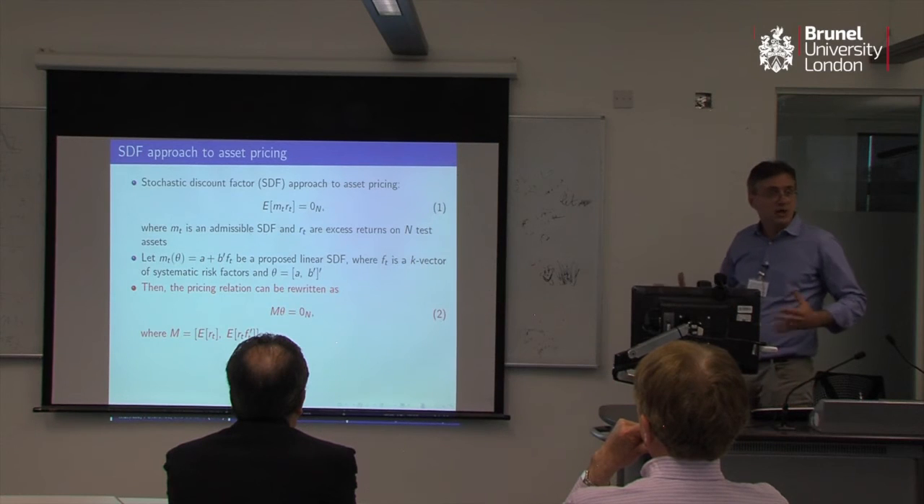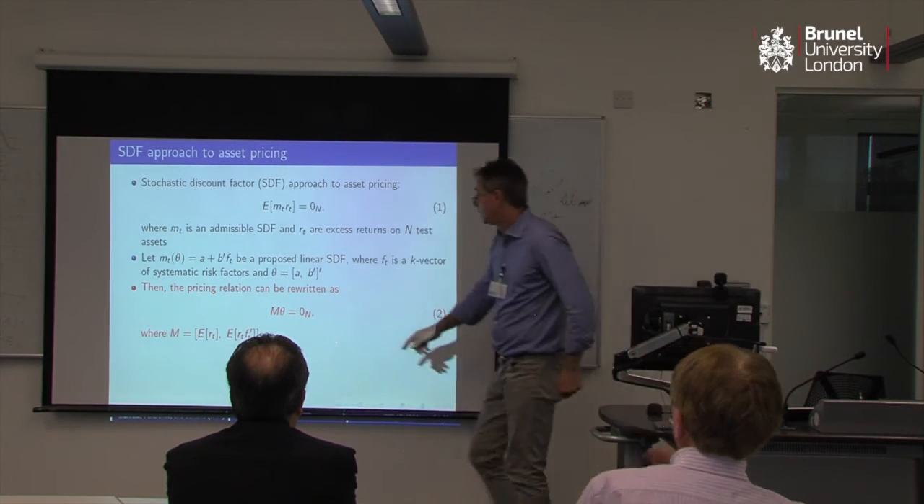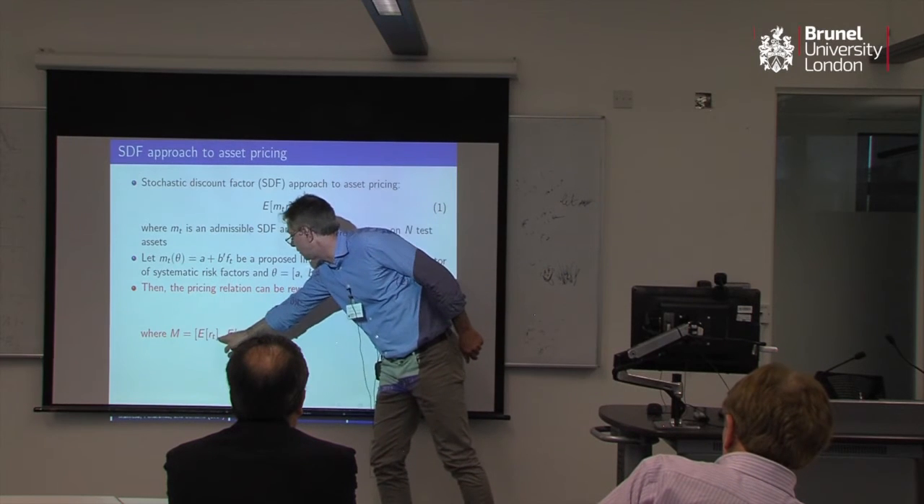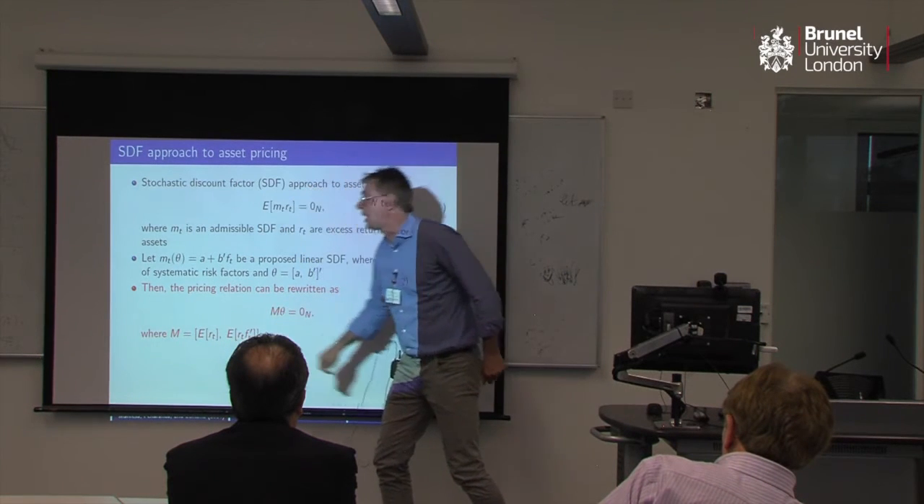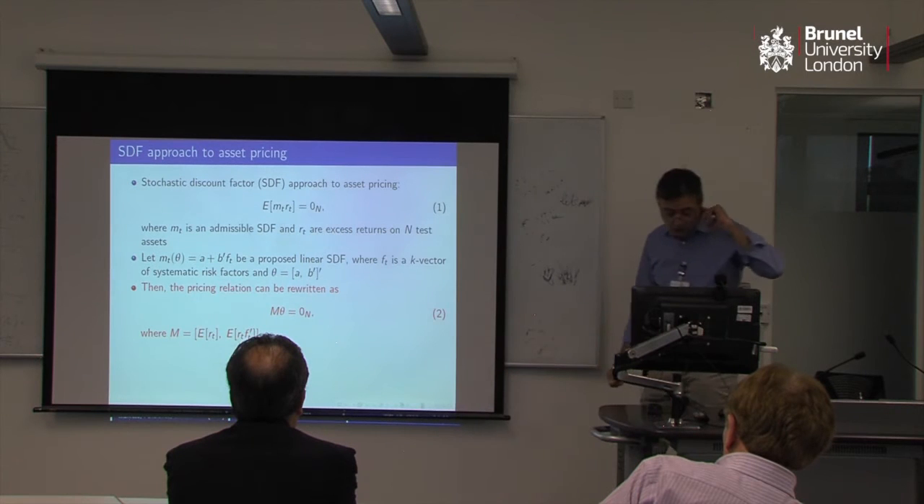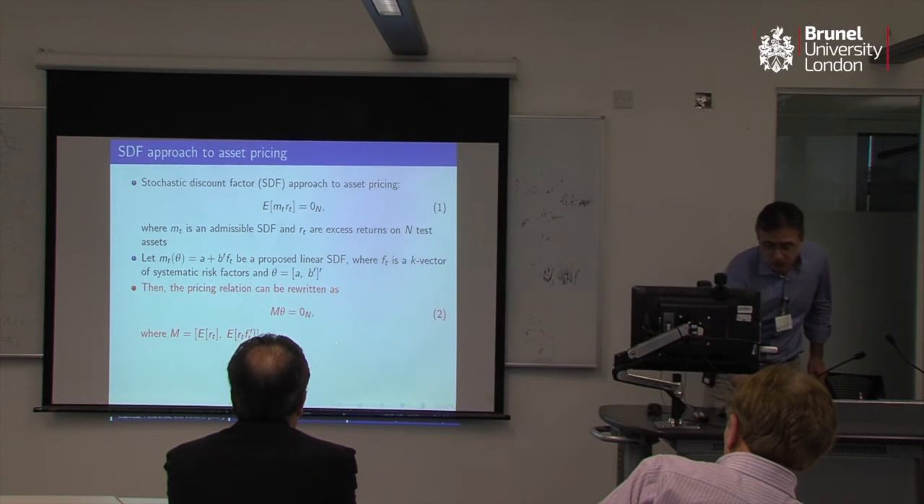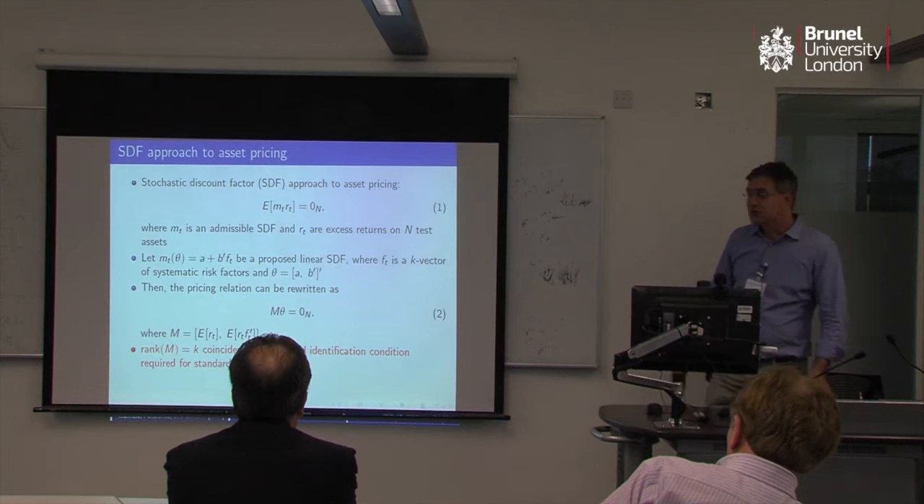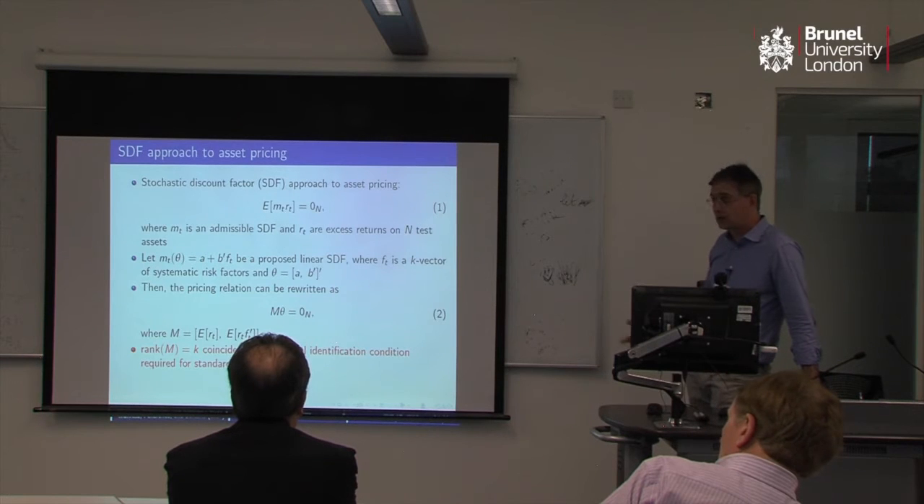So the pricing relation can be rewritten, using Enrique's terminology, as M theta equal to 0_N. M is this matrix, which is N times (K plus 1), and it consists of E of R_t, the expected returns, and the cross product between the excess returns and the factors. So rank M equal to K is, as Enrique said, the usual identification condition required for standard GMM inference. Of course, if we have K plus 1, then there would be no model compatible with the asset pricing restrictions.